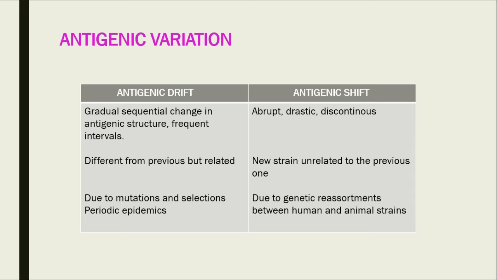Antigenic drift usually happens due to mutations and selection because of periodic epidemics, and it's a natural selection process. But antigenic shift happens due to genetic reassortment, because they hold fragments of RNA particles, so they can randomize and change their arrangement in whichever way they want. So antigenic shift is obviously more dangerous than antigenic drift.